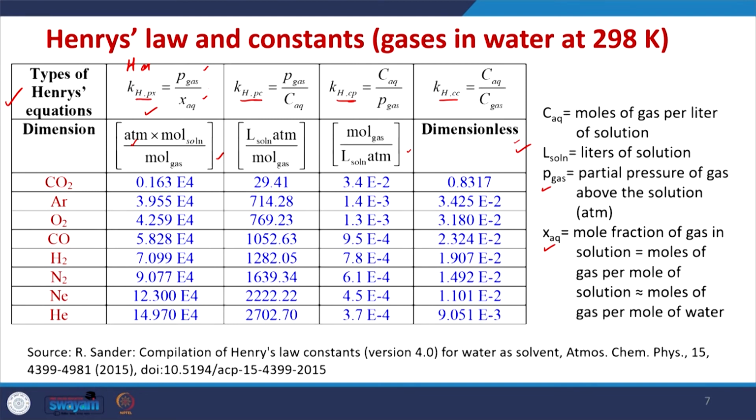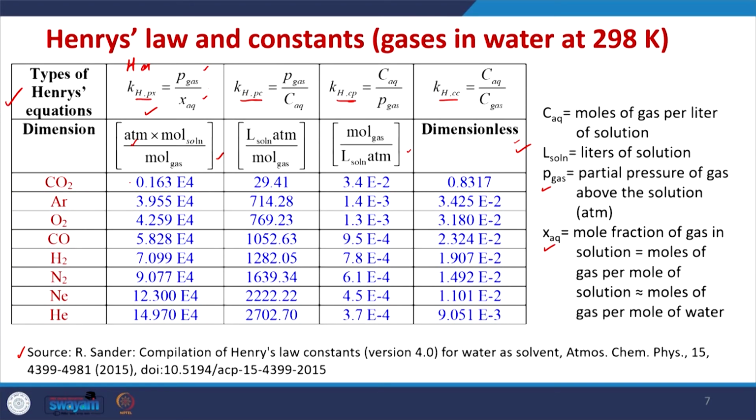Now, going further, the values of Henry's constant for various gases for water at 298 Kelvin are given here, and these have been compiled from this source. All these values are for different gases like carbon dioxide, argon, oxygen, carbon monoxide, hydrogen, nitrogen, neon, helium, etc. These values are kept in this manner, the values are always increasing.